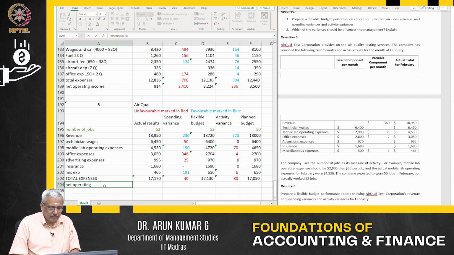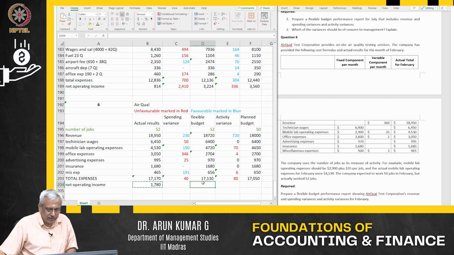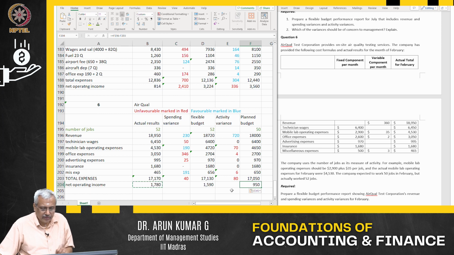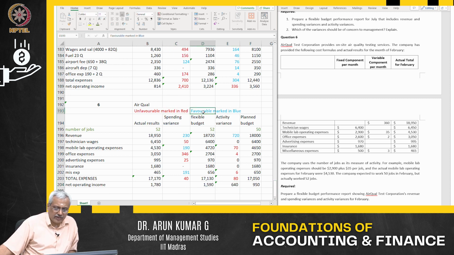Net operating income is going to be revenue minus my expenditure, and I'm going to copy the same thing out here in this case. In terms of activity, yes, more activity has resulted in more profit. That is certainly favorable for you. Agreed, it should have resulted in $640 more. Whereas how much has it resulted in terms of activity? Yes, it has resulted in only about $190 more in this particular case.